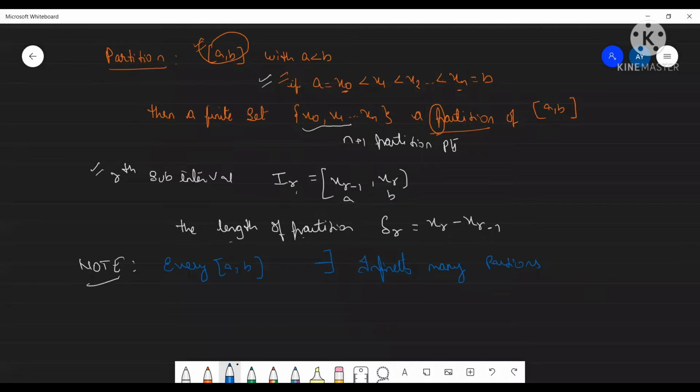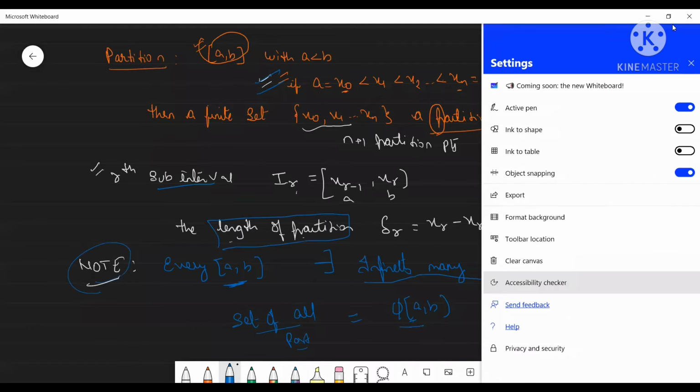Then the set of all partitions is denoted by phi of A comma B. We just learned about the interval, and then about the subinterval, and then the length of the partition, and we learned the note. What is the note point? In the closed interval AB, there exist infinitely many partitions, and that set of all partitions is denoted by phi of A comma B.